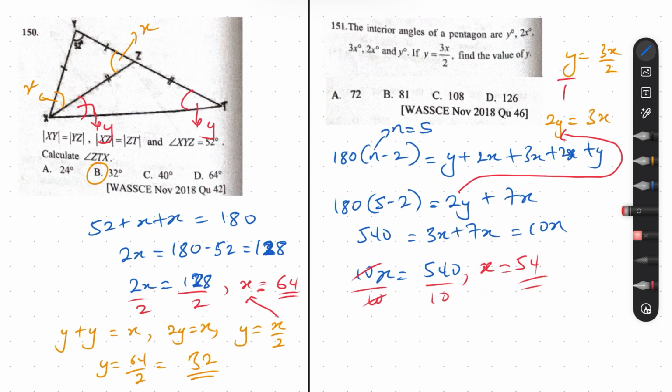Cool. So now that we know our x value, we can substitute this x into this formula to find our y. So y will be equal to 3 over 2 times x. We know x is 54. So 2 can cancel 54 how many times? 27. So our answer will be 3 times 27, which is 81. Okay, cool. All right, so the answer is 81, which is B.